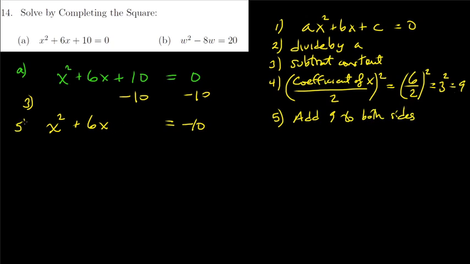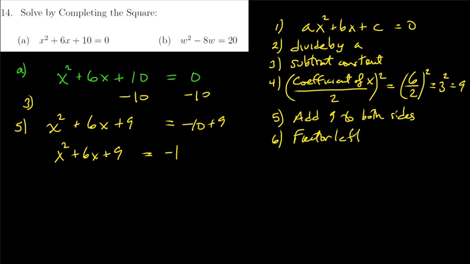So, step 5 is to add 9 to the left side and add 9 to the right side. So what we have on the left is x squared plus 6x plus 9. And on the right side, negative 10 plus 9 is negative 1. Okay, so now we complete the square, right? We essentially factor the left side as a perfect square. So in this case, that's just x plus 3 squared.